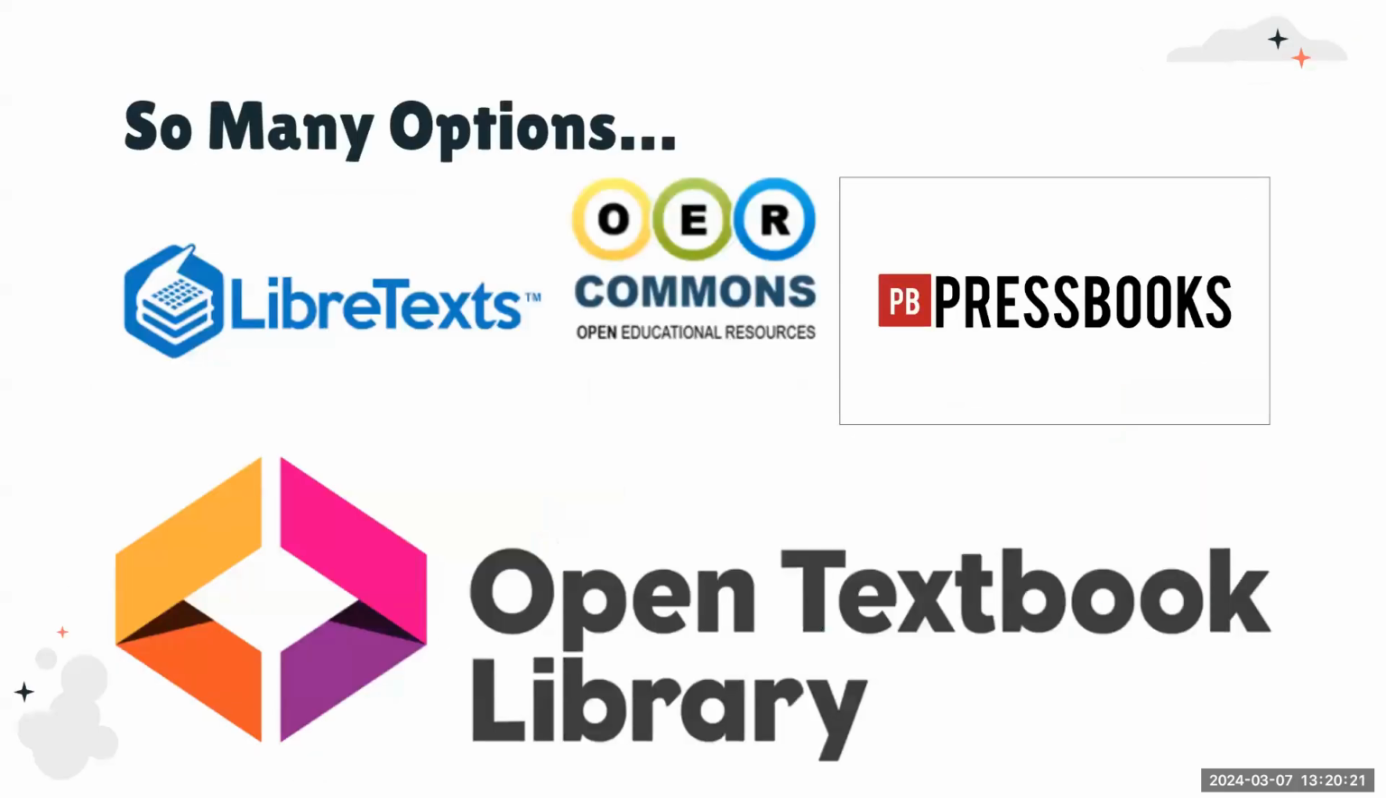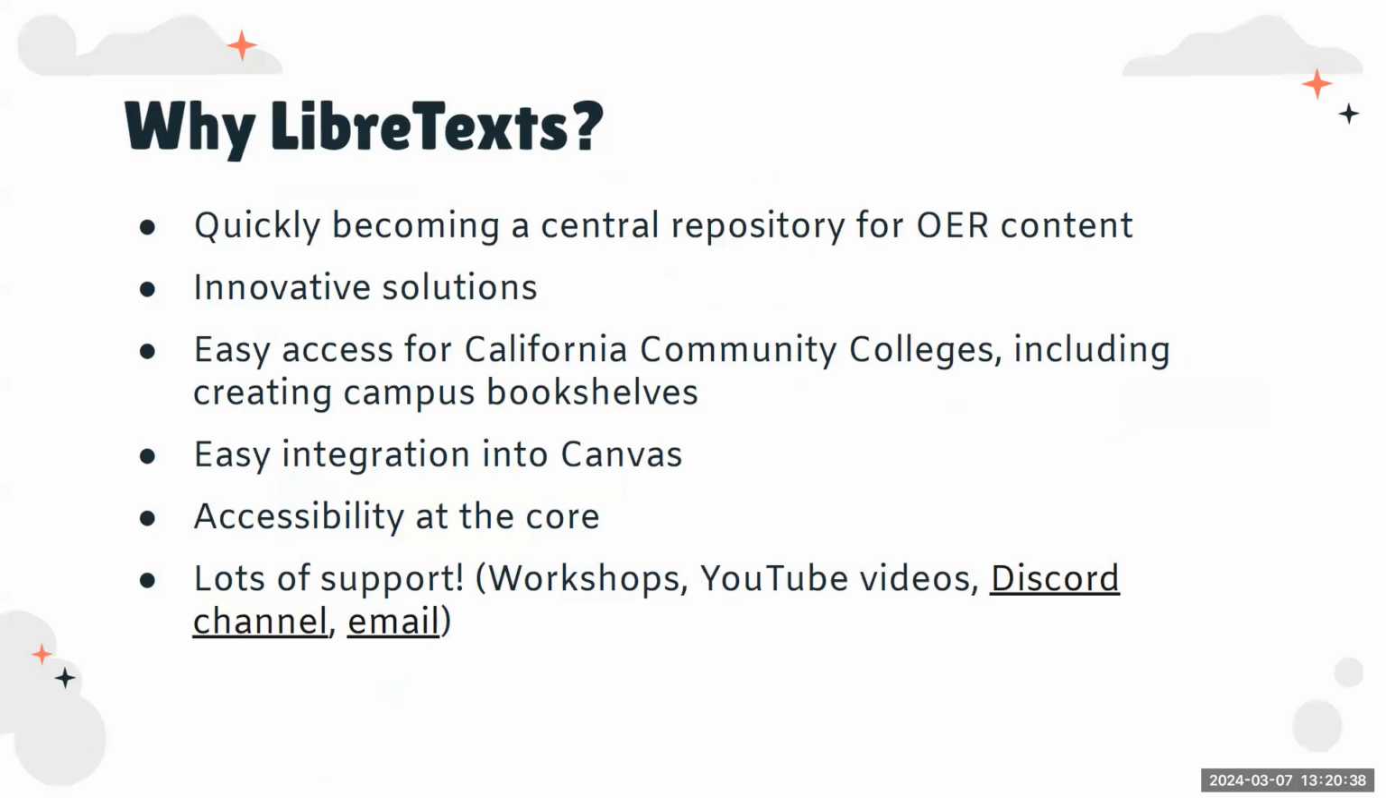Number 3, creating materials. So there are many options for OER textbook collections and repositories. Here are some of the options: LibreTexts, OER Commons, Pressbooks, Open Textbook Library. So the question is, why LibreTexts and not any of the other OER textbook repositories, collections? Here we're going to see 6 reasons that are going to make you all embrace LibreTexts.